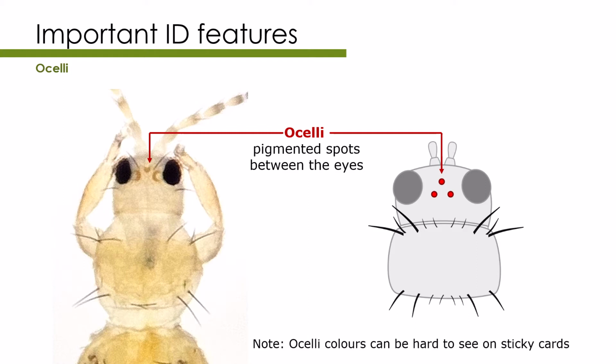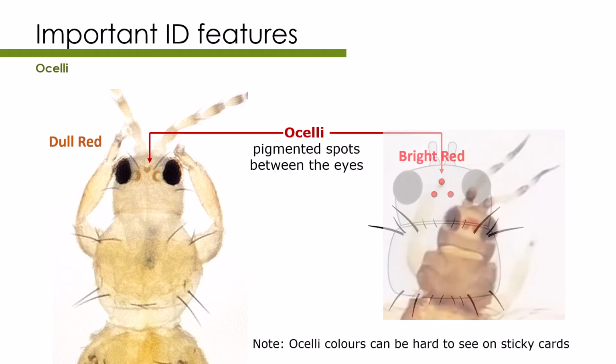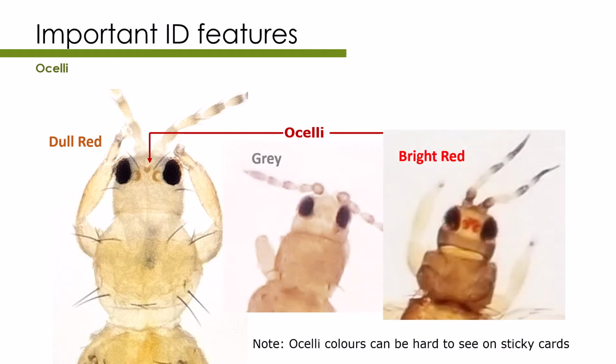The next feature we look at are the ocelli. These are a trio of pigmented spots between the larger compound eyes. Depending on the species, the ocelli might be dull red, bright red, or gray. They might appear like 3 separate spots, like the example on the left, or the red pigment can blur together into a single crescent like the one on the right.